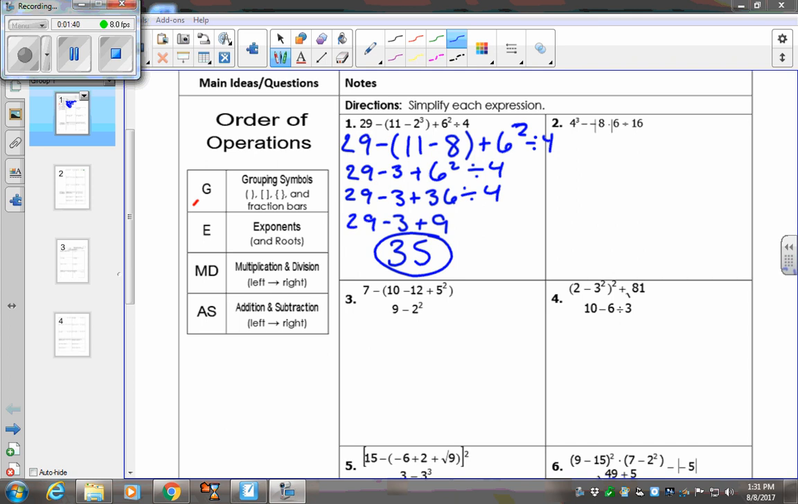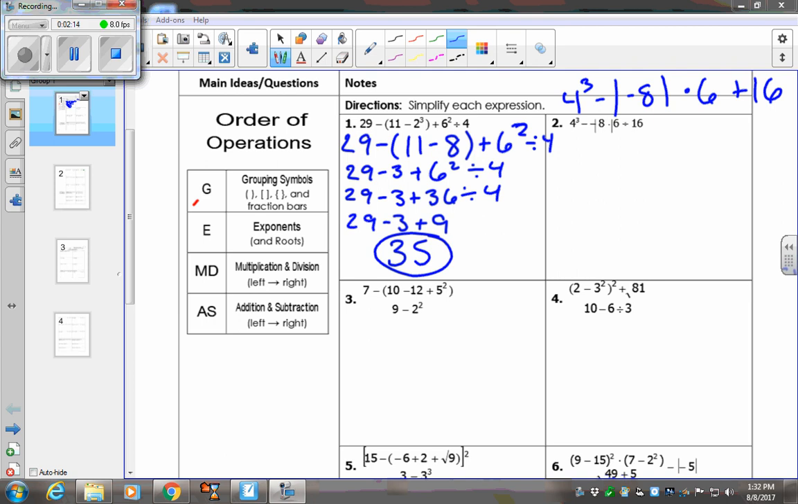Problem 2. Now this one is supposed to be 4 cubed minus the absolute value of negative 8 times 6 plus 16. Okay? Absolute value means you take the positive side of that number. So the absolute value of negative 2 is 2. The absolute value of 3 is 3. Okay? So you just take the positive side.